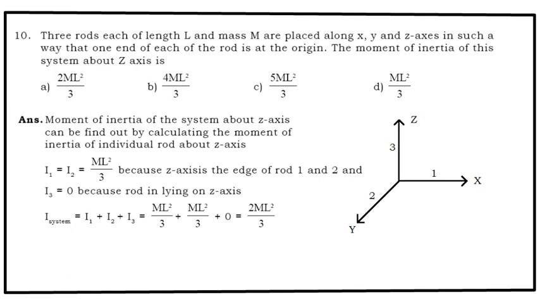Now they are talking about the moment of inertia about the z-axis. See rod number 3, which is along the z-axis. Its moment of inertia would be equal to 0. Why? Because it is lying along the z-axis, so its distribution about the z-axis is 0. So the moment of inertia of the system about the z-axis would be that of rod 1 and rod 2. That is mL²/3 plus mL²/3, that is 2mL²/3.